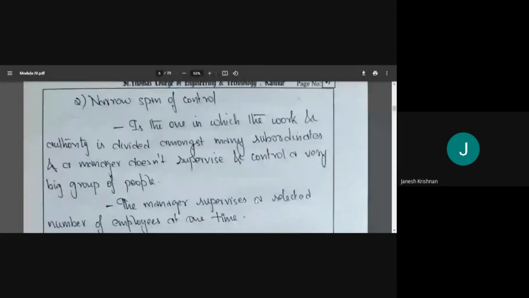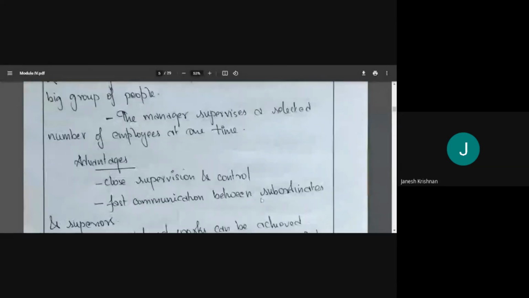See, because 10 people means 10 different approaches, 10 different personalities. Right? No one is similar. So he has to deal with the 10 in 10 different ways. So we need a good manager also. Narrow span of control means the manager does not have to supervise or control a large number of people. You only select a few to control at a single time.